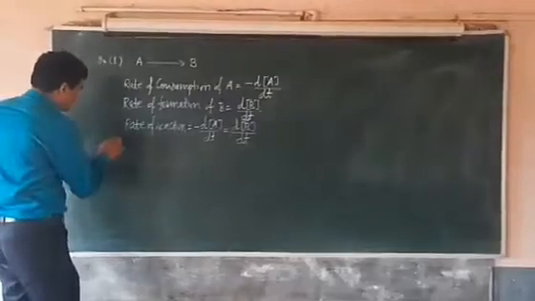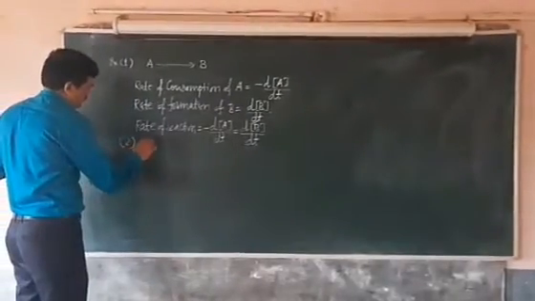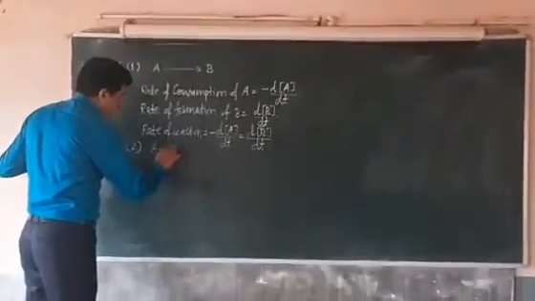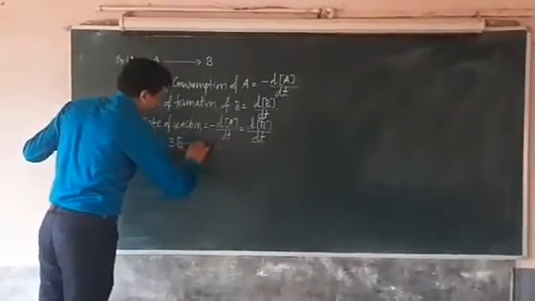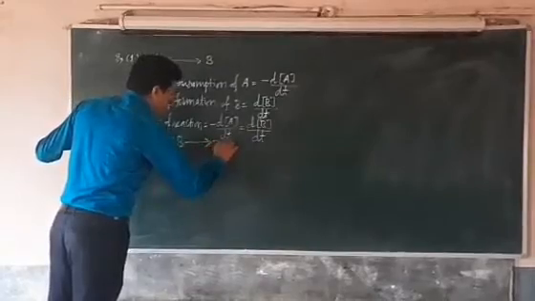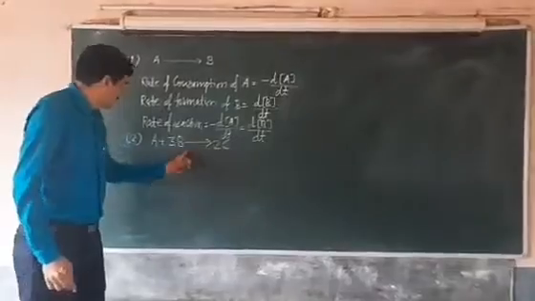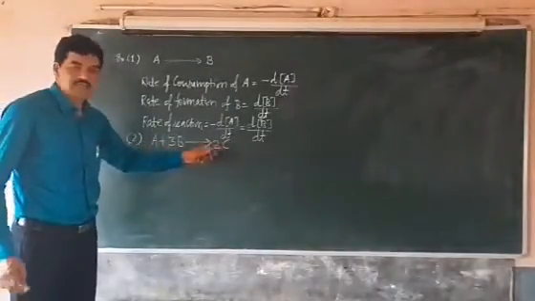Now take another example of reaction. A plus 3B, it is formation of 2C. In this example, A and B are the reactants and C is the product.